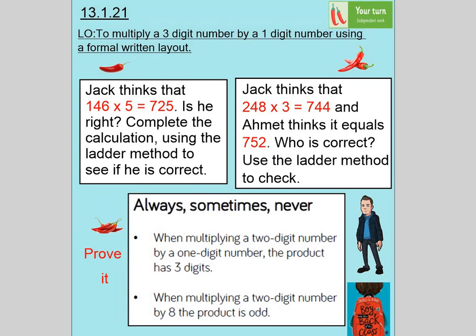And chili 3 is a prove it, one of my favourites, and always, sometimes or never. So when multiplying a 2-digit number by a 1-digit number, the product has 3 digits. So is this always, sometimes or never true? And then when multiplying a 2-digit number by 8, the product is odd. Is that always true, sometimes true, or never true? And you'll need to put some examples down to prove it or disprove it. Pause the video and then have a go in your books.